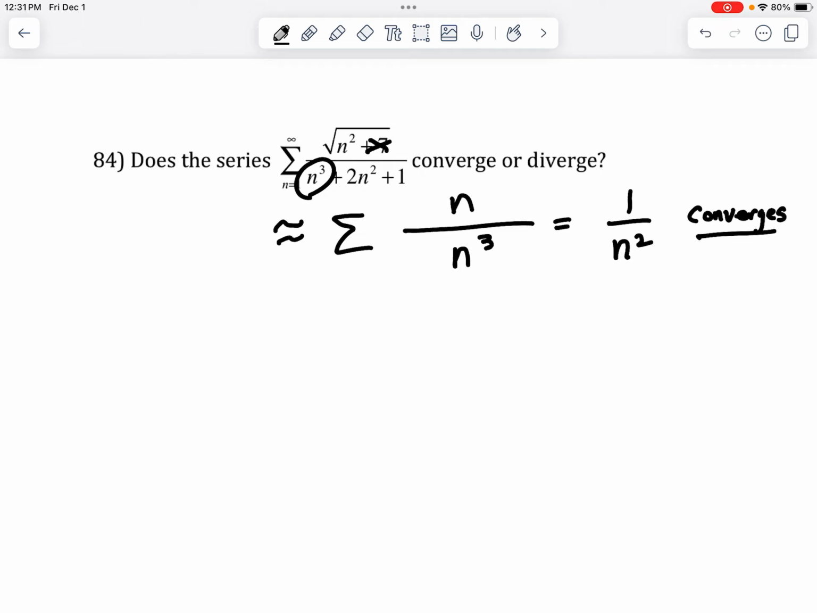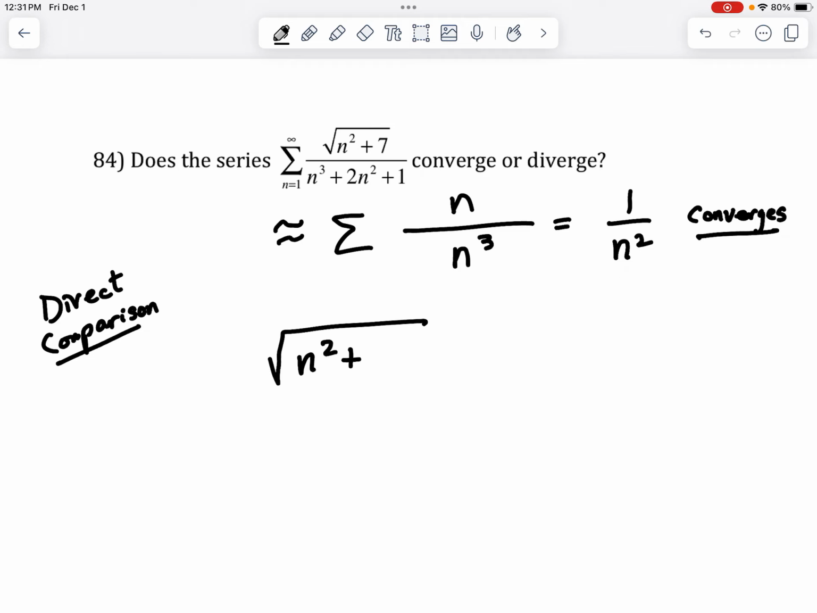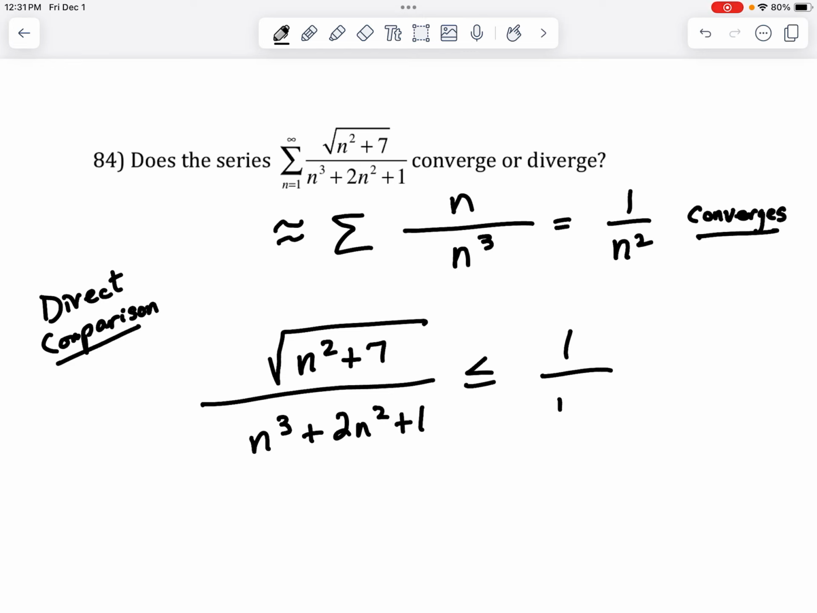So not only does that give me the idea that I think it does converge, I'm even going to use that 1 over n squared and use the direct comparison test. So make a direct comparison. Is the square root of n squared plus 7 over n cubed plus 2n squared plus 1 less than or equal to 1 over n squared? If so, that means that it converges.